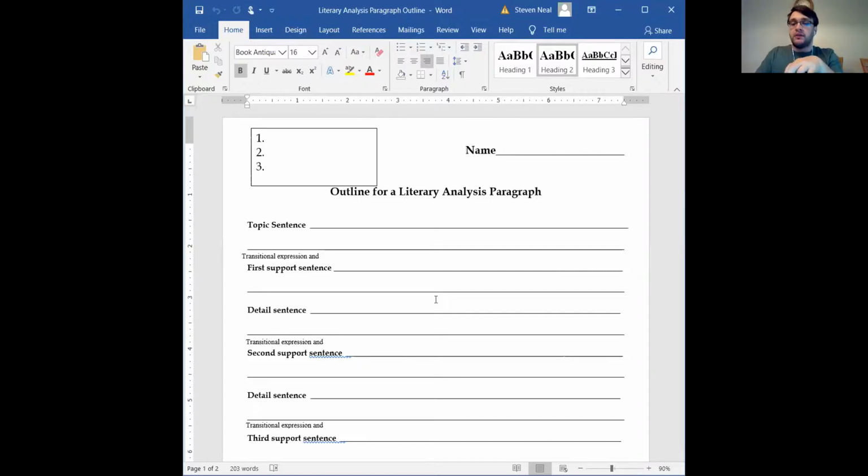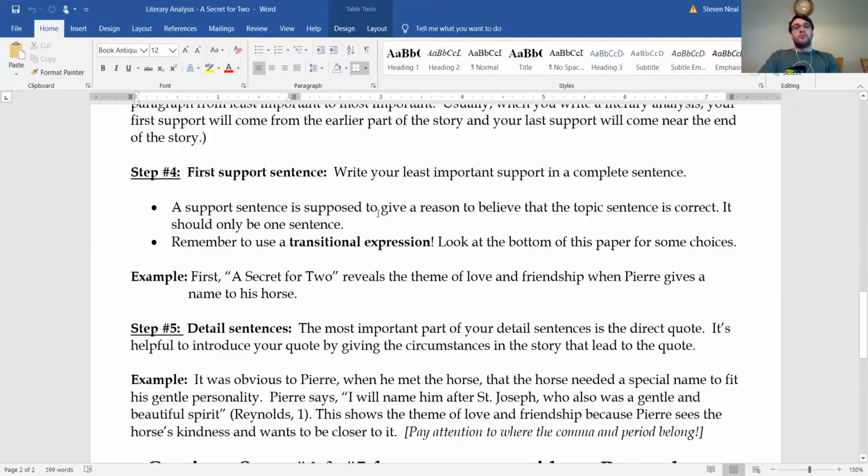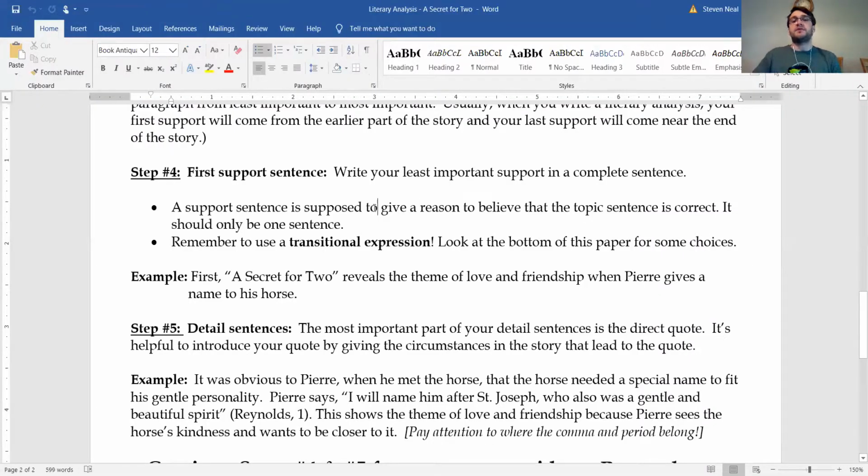Also, you can write down the information or write it in a Word document. You have many choices. So I'm going to go back. Remember, a support sentence is supposed to give a reason to believe that the topic sentence is correct, and it should only be one sentence. And you should use a transitional expression. Remember, transitional expressions help the reader to understand the organization of your writing.